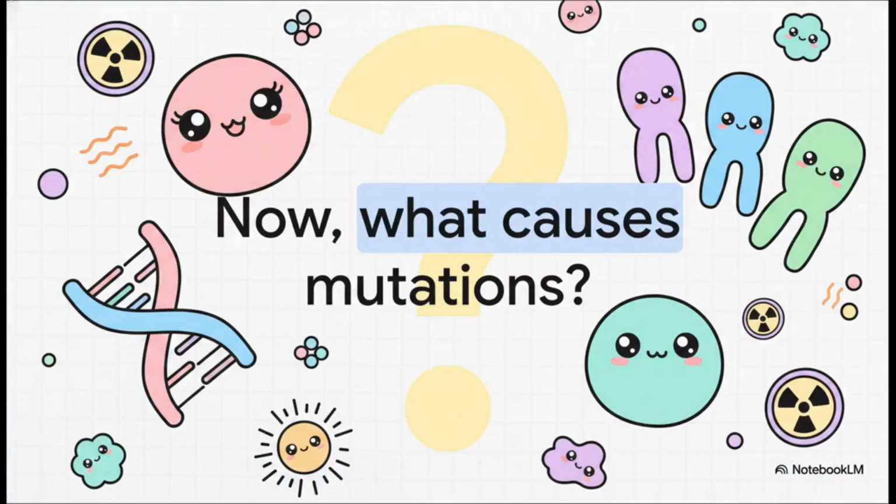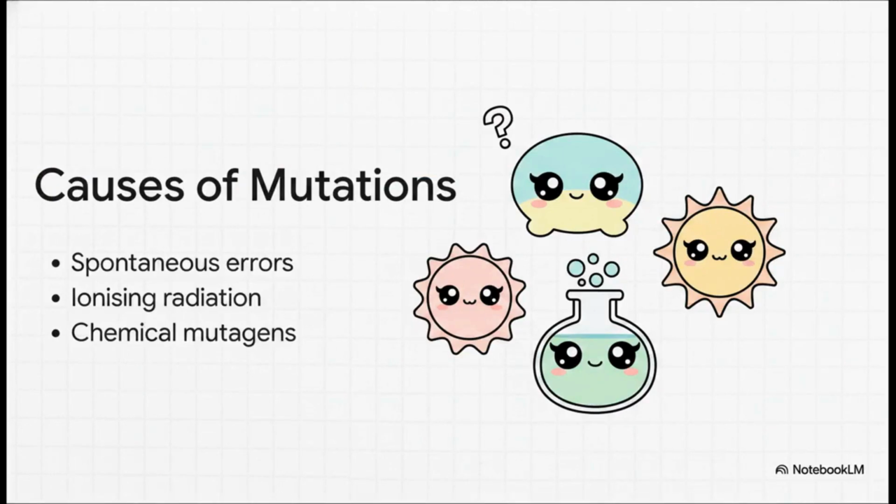So you're probably wondering, what actually causes these mutations? Well, they can happen totally naturally, just spontaneous errors during the whole DNA copying process. But they can also be triggered by environmental factors, which we call mutagens. We're talking about ionizing radiation, like UV rays from the sun, or chemical mutagens, like the stuff found in tobacco.